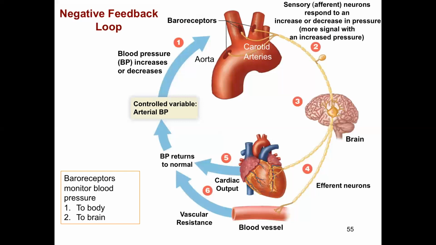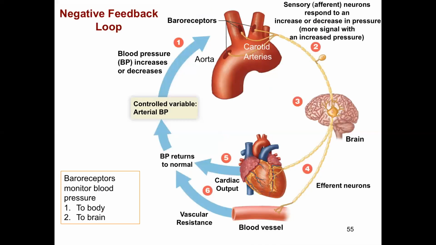So we have sensors for pressure in the aorta, and that's going to be monitoring pressure out to the body. And then we also have pressure sensors in the carotid arteries, and that's going to be measuring pressure going to the brain, all right? Now, these sensors are called baroreceptors because they're sensing pressure. So remember, the barometer is monitoring air pressure. So the same thing here, the baroreceptors here. And so they're monitoring this pressure.